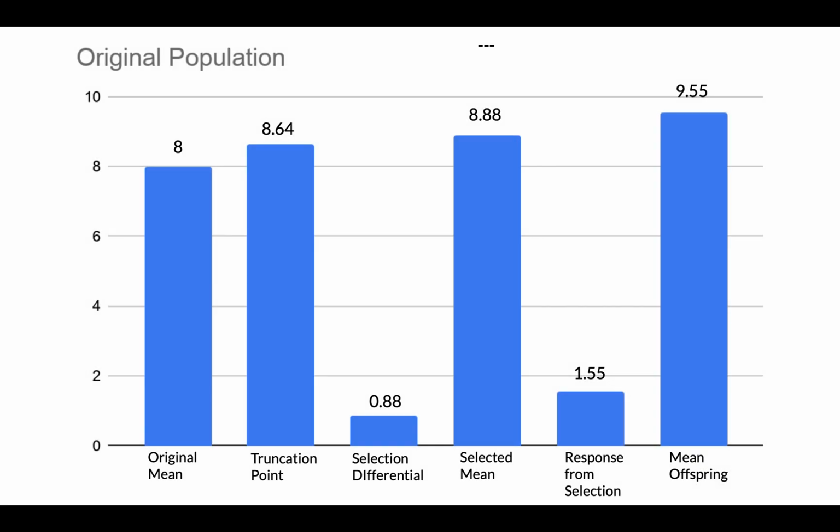Here's a histogram summarizing our findings. As you can see, the mean of the offspring is moving towards the selected mean and away from the original mean, meaning the trait for more legs is being passed down.